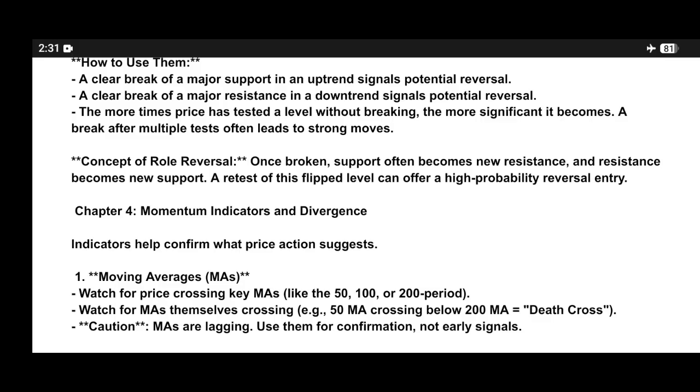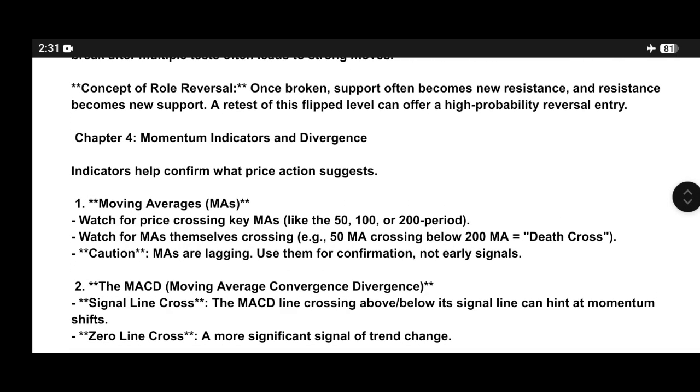Chapter 4, or number 4, is momentum indicators and divergence. Indicators help confirm what price action suggests. Are you getting me? Moving average, or MA: watch for price crossing key moving average levels like the 50 moving average, 100 moving average, or 200 period moving average. Watch for the MAs themselves crossing the 50 moving average. Crossing below the 200 moving average is a dead cross.